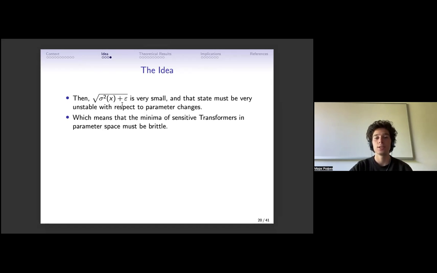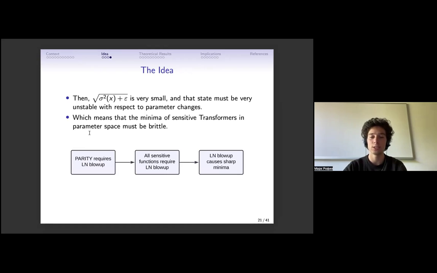So yeah, the basic idea is to prove that this multiplication with a value proportional to n is unstable with respect to parameter changes, and this is the same as saying that the minimum of a sensitive transformer is brittle, because saying that you add noise to parameters and this breaks everything is the same as saying that the minimum is brittle. So the basic idea of the proof is again the following. The first step is to note that parity requires layer norm blowup to overcome the problem with close outputs. The second step is to say that all sensitive functions require layer norm blowup. And the third step is to understand that layer norm blowup causes a sharp minimum.